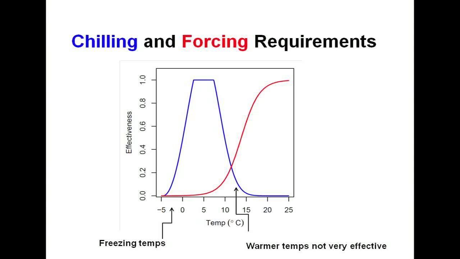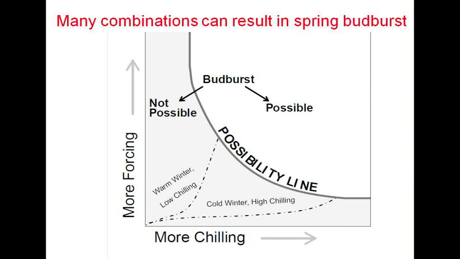Temperatures down below freezing have either no or very limited effectiveness. And these warmer temperatures are not very effective. And then there's this kind of sweet spot of temperatures that are really effective. And then the forcing is kind of a normal shaped curve, as you would expect. And I'm not really going to talk about forcing. So this is the most complicated graph in my presentation, but it's one that I think is important.